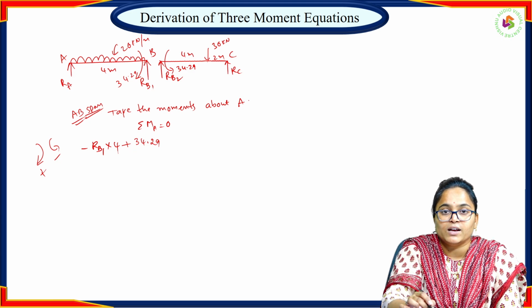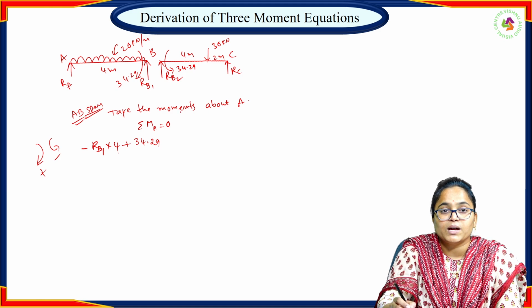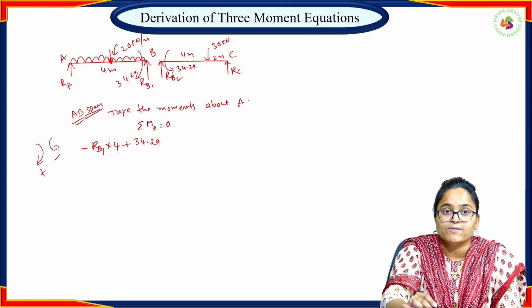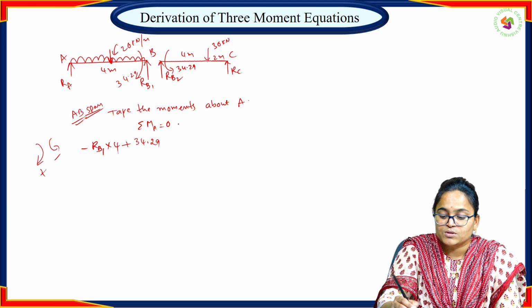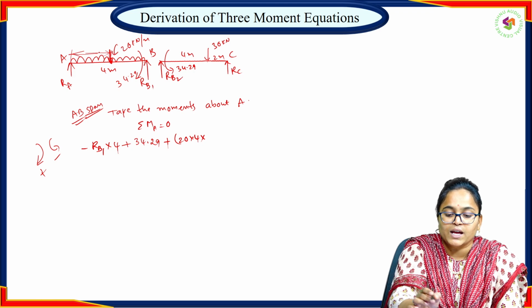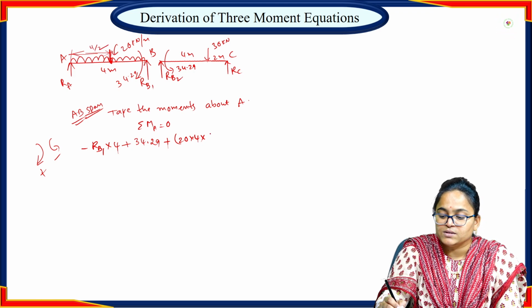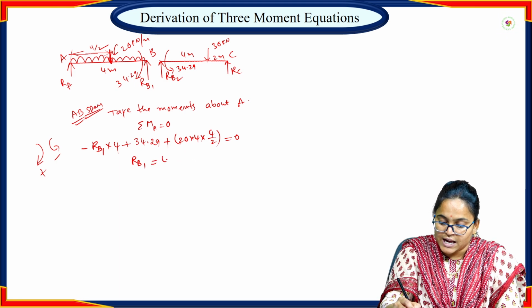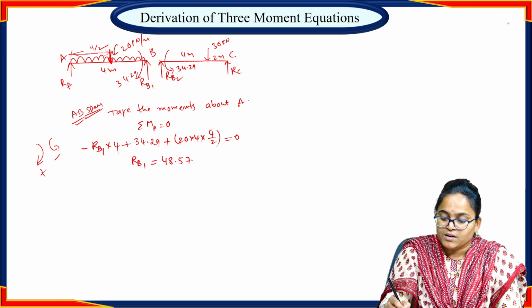So convert this UDL into point load while determining support reactions. After converting this UDL as point load, it will act at midpoint of UDL and it generates a clockwise moment at A. So that is plus 20 into 4 into perpendicular distance between point load of UDL and support A as 4 by 2, midpoint, is equal to 0. Now from this we'll get RB1, that is 48.57 kilonewtons.